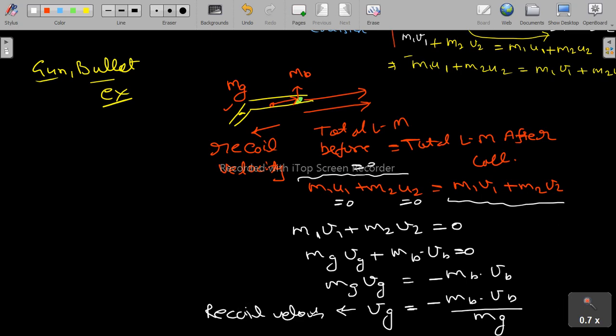Now see one thing: if I represent the mass of the gun by mg and the mass of the bullet by mb, which quantity will be greater? Obviously the mass of the gun is greater than the mass of the bullet, and hence the velocity of the bullet will be greater than the velocity of the gun, that is, the bullet will move faster than the gun. Is there any doubt? You don't need to write this, I told you just for understanding. Now I am going to give you another question.